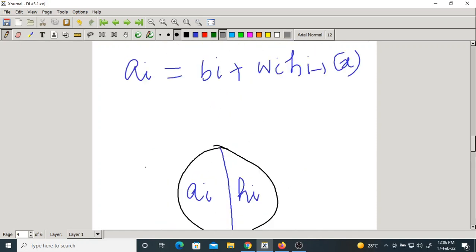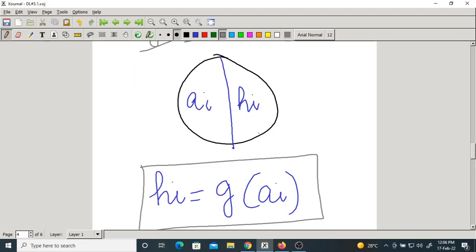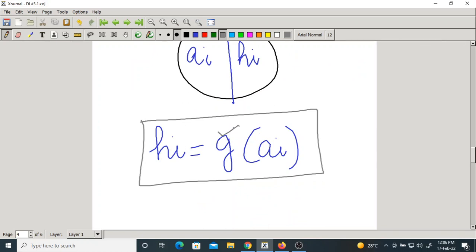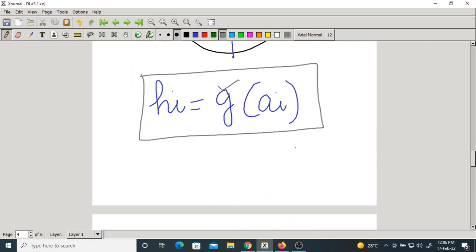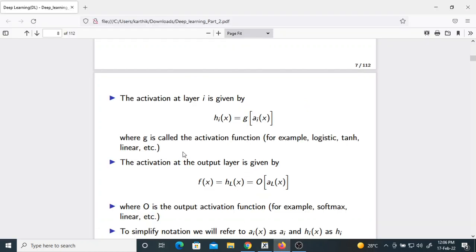Okay. So in the case of the sigmoid neuron, what have you done? What is this g? g is a function which is non-linear. So what have you taken? 1 by 1 plus e power minus (omega x plus b). Isn't it? Like this we can take any non-linear function, that is g. g is actually called the activation function. hi of x equal to g of Ai of x. For example, logistic, tanh and linear, etc. We'll discuss all these things later.